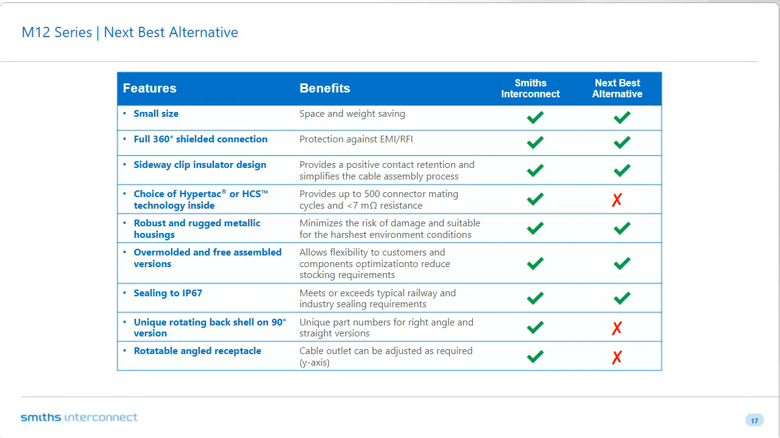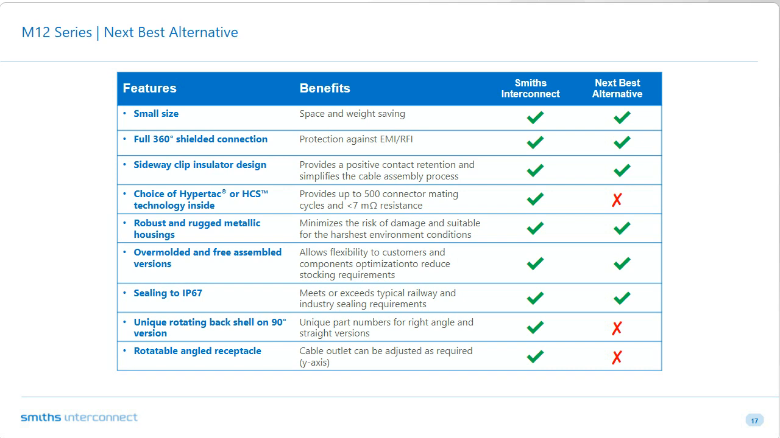So again, if you put all the different requirements in a boiling pot, all the wish list: small size, 360-degree EMI shielding, side-wall clip insulated design, a choice of different contact technology that is suitable for an application of this nature with low contact resistance. And again, in the interest of time, I'm not going to labor again why contact resistance is perhaps at the heart of many of the failure modes that you typically see.